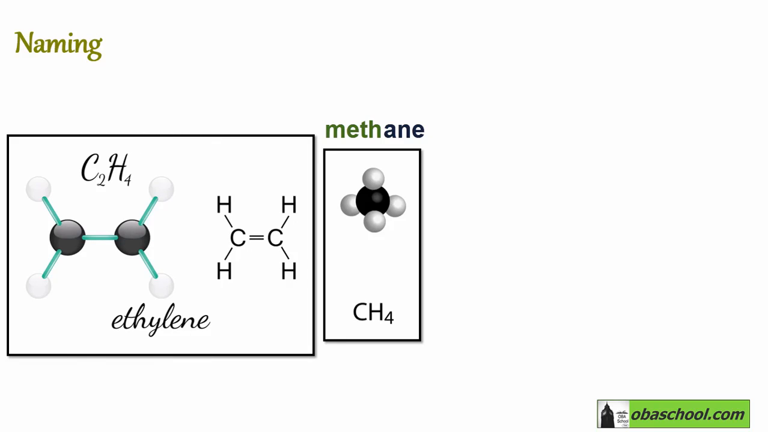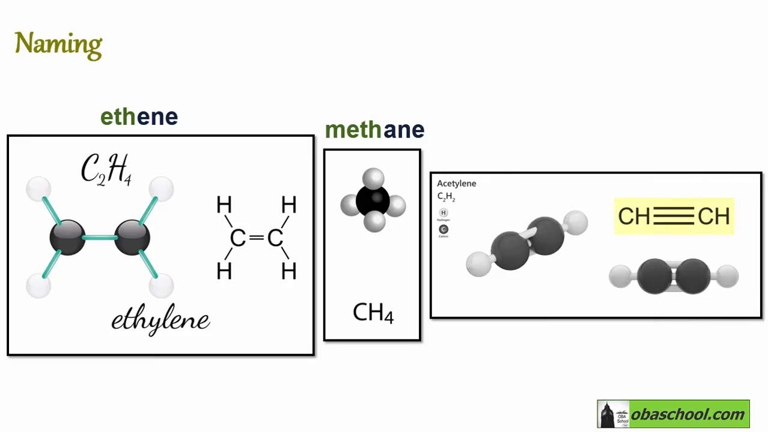In this case, we have 2 carbon atoms, so the root will be eth, and because we have one double bond between the carbon atoms, so pay attention that this double or triple bond must be between carbon atoms, we will add ene, so the name will be ethene. So ethene means that we have 2 carbon atoms and we have one double bond between them. However, the common name, so it's not the IUPAC name, is ethylene.